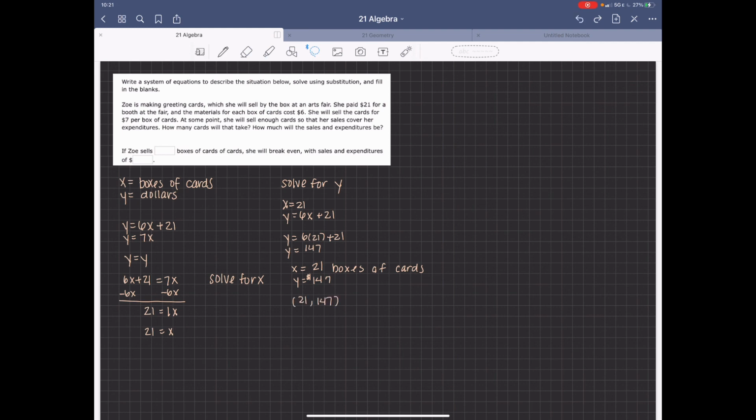So for the solution on a graph, that would be 21, 147. So Zoe sells 21 boxes of cards, and she will break even with sales and expenditures of $147.